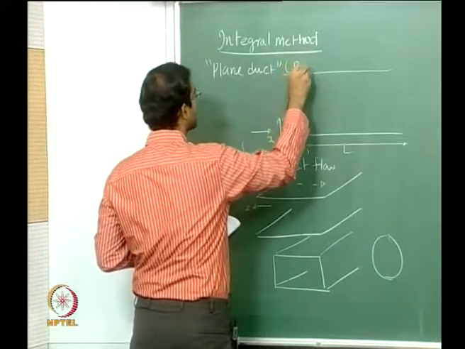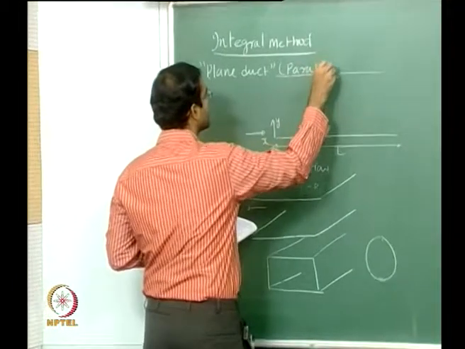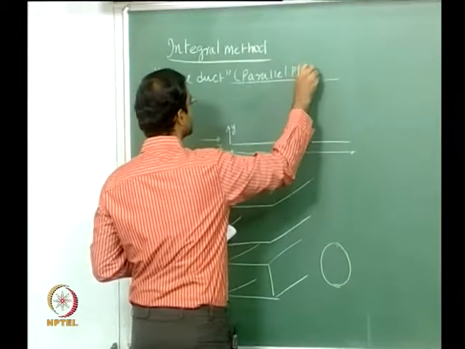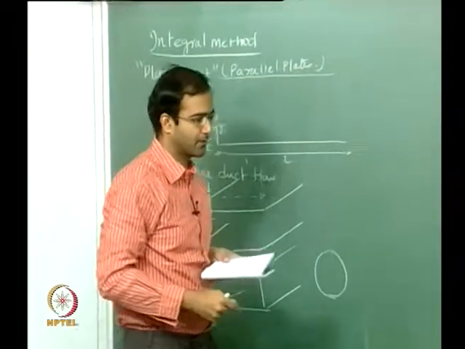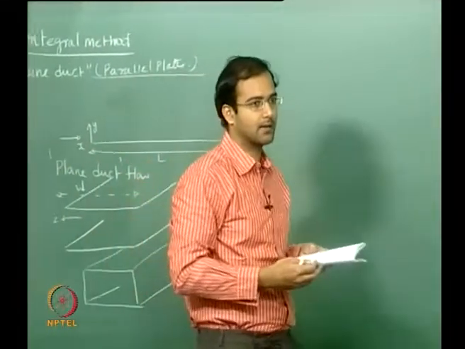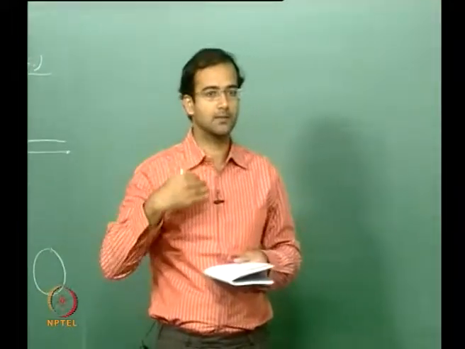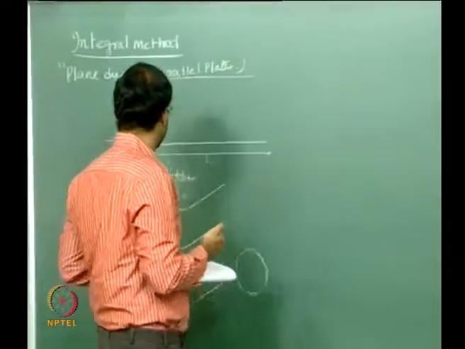So there are different names to it, they all mean the same thing: parallel plates. Whatever we did under internal flows, if you look at the Cartesian coordinate system, they are all essentially plane duct flows, or flow between 2 parallel plates.